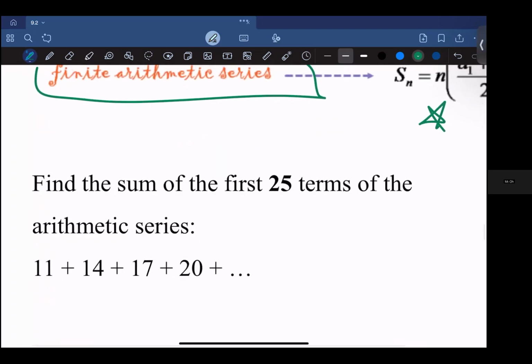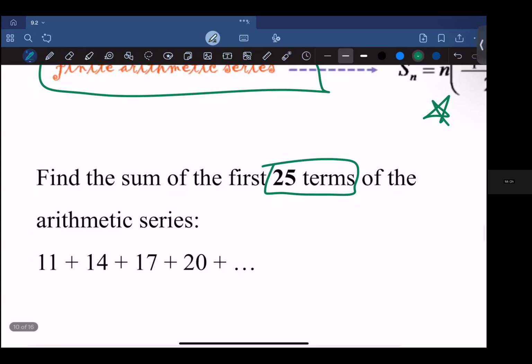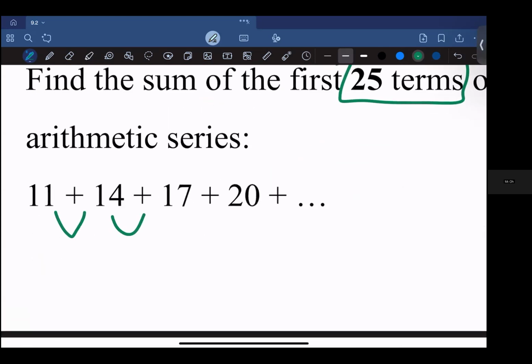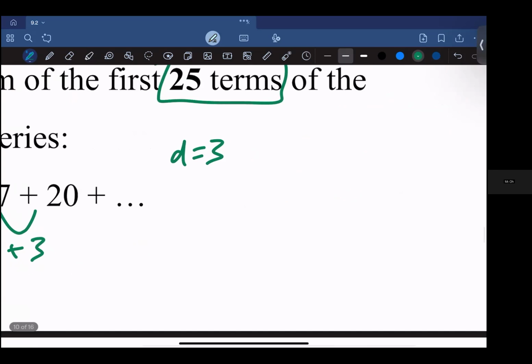But here's a question. Find the sum of the first 25 terms of the arithmetic series. We're given the series right below, up to the fourth term: 11 as the first term, 14, 17, and 20. What do I see here? What is the common difference between these? Plus 3, right? So my difference is going to be 3. My first term is 11. So I have the two important parts.